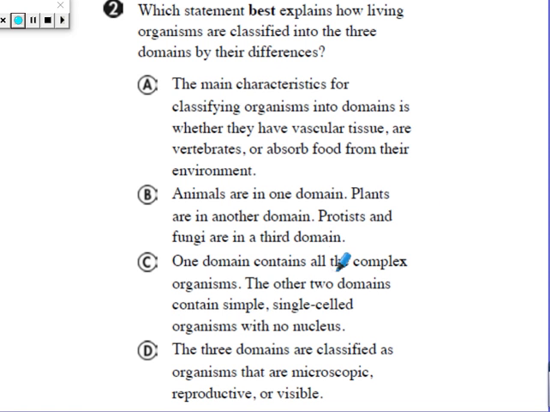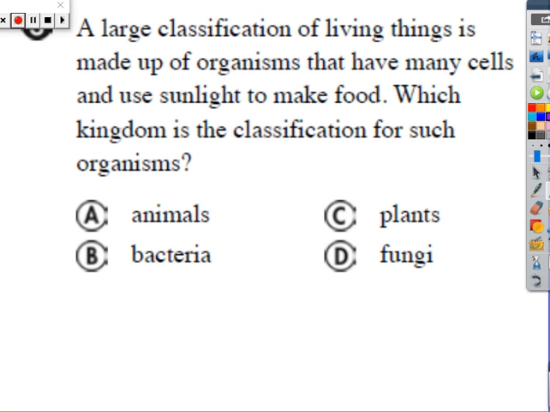One domain contains all the complex organisms. The other 2 domains contain simple, single-celled organisms with no nucleus. The third domain are classified as organisms that are microscopic, reproductive, or visible. So you've got to know a little bit about your domains to answer that question.